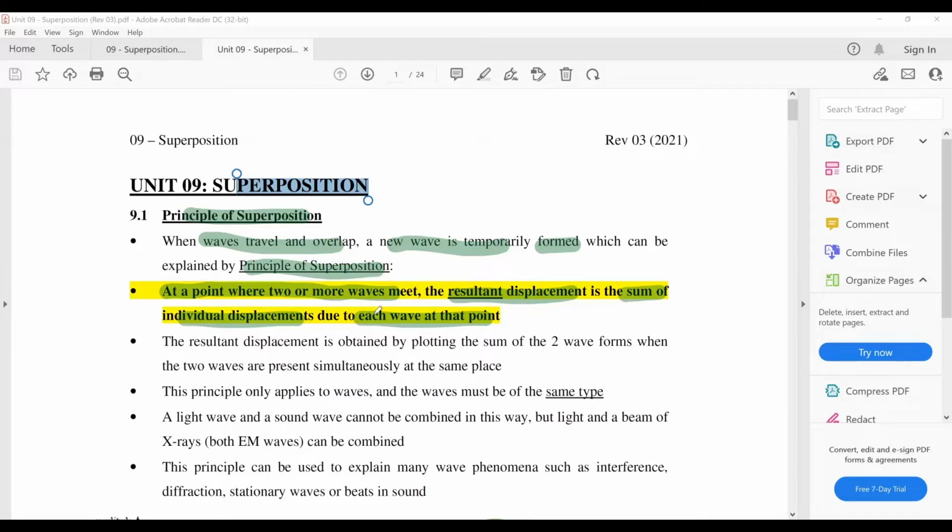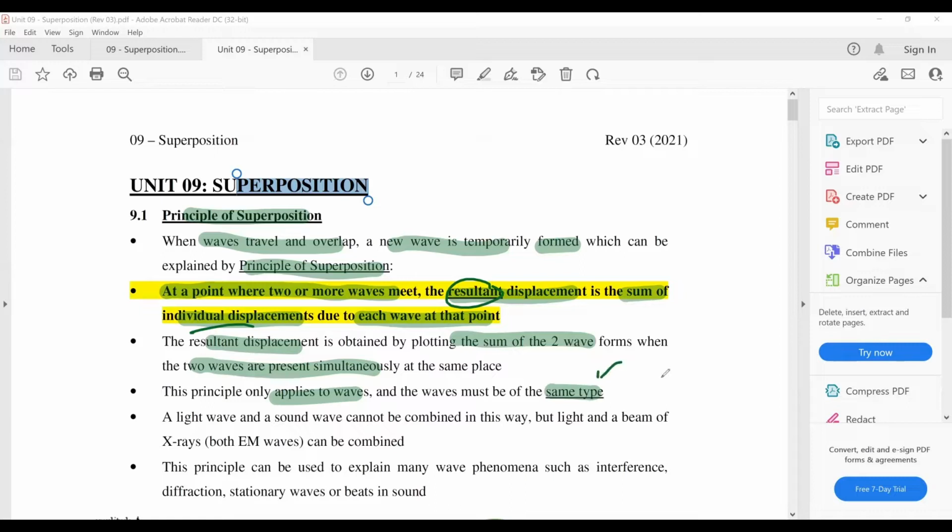Okay, the new wave C will have its resultant displacement as the sum of displacement of all the waves before it. Okay, so the resultant displacement is obtained by plotting the sum of the two waveforms when the two waves are present simultaneously at the same place. Okay, principle of superposition can only be applied to waves, and when you want to apply to waves, the waves must be of the same type.